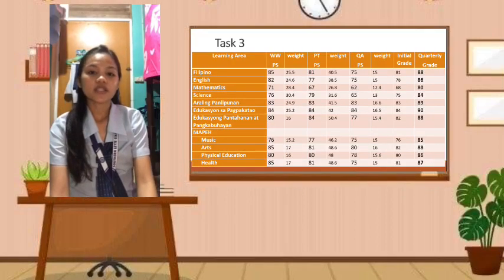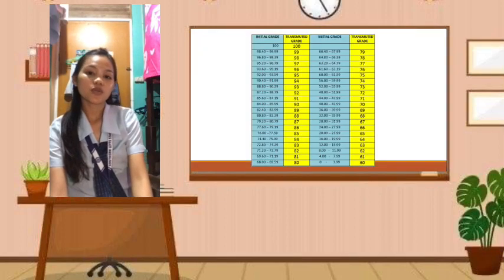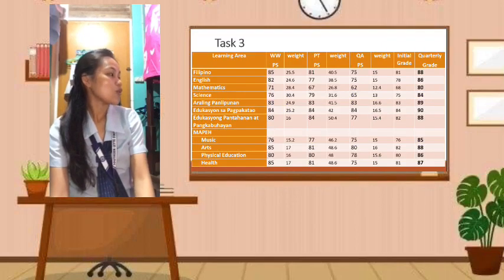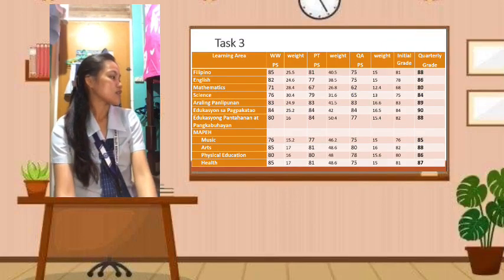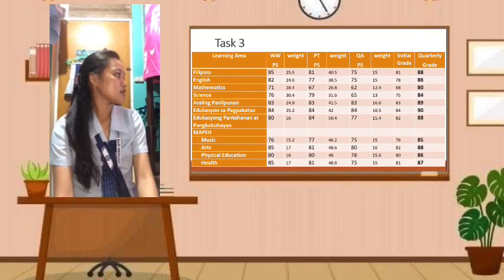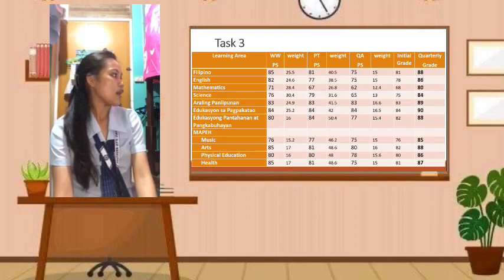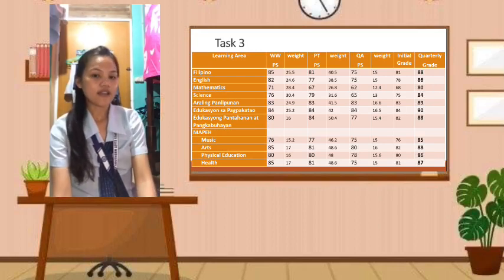So to get the quarterly grade, we are going to transmute the initial grades. For 81 we have 88, for 78 we have 86, for 68 we have 80, for 75 we have 84, for 83 we have 89, for 84 we have 90, for 82 we have 88, for 76 we have 85, for 82 we have 88, for 80 we have 86, and for 81 we have 87.